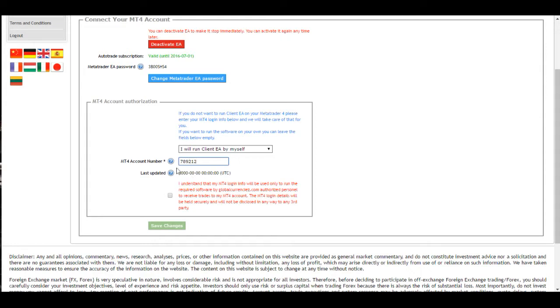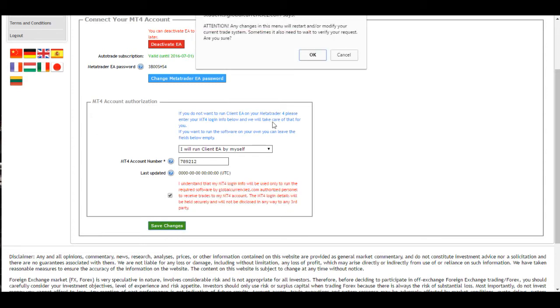And always, always, anytime you go in here to change your account number, whether you created a new account, you got the supplementary accounts option, or you're switching from demo to live, make sure you check this box. All right. You'll read this paragraph and you'll check this box and hit save.